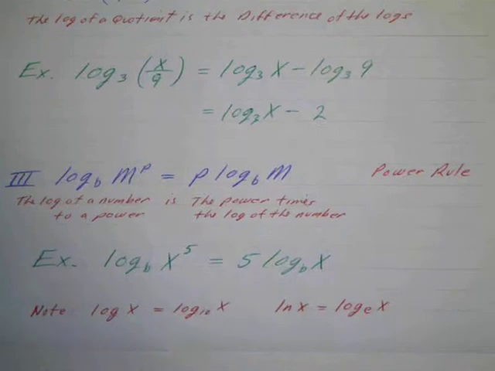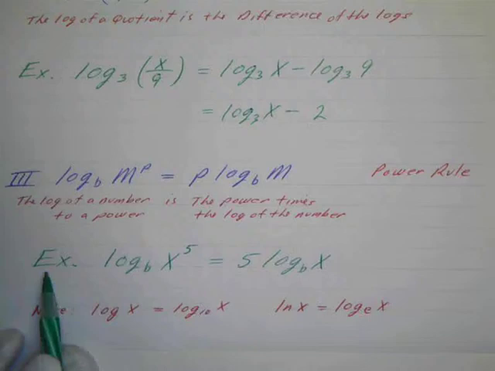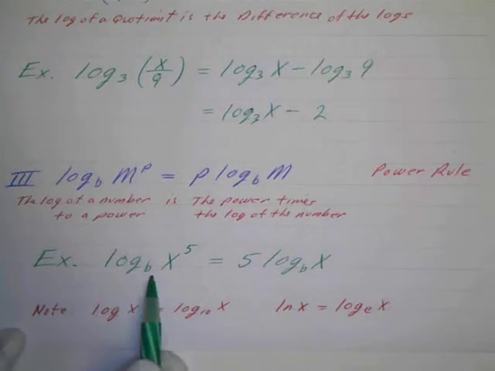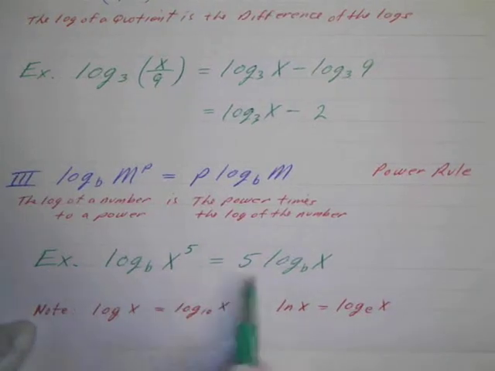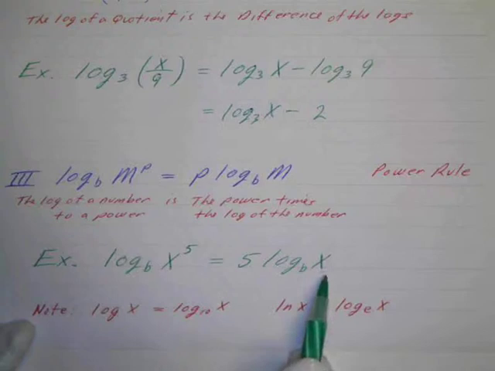And that's going to come in very handy, believe it or not. You're going to use that a lot. Here's an example. Log to the base b of x to the fifth is the same thing as 5 times log to the base b of x. In other words, you can just put the exponent in front.